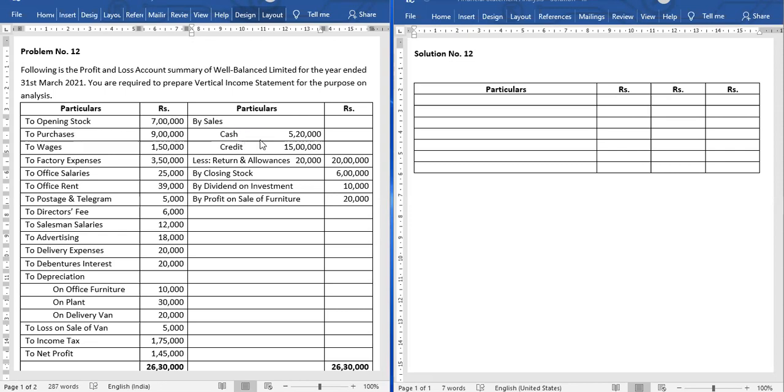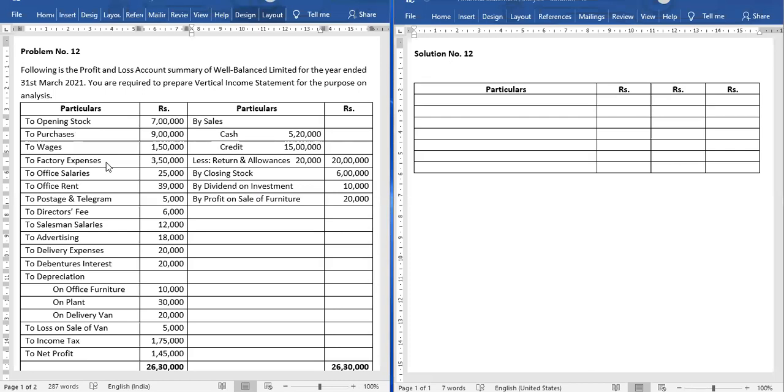By sales, cash transaction 5 lakh 20,000 and credit transaction 15 lakh. Less return and allowance 20,000. By closing stock 6 lakh. By dividend on investment, non-operating income, and by profit on sale of furniture, non-operating income. Okay.